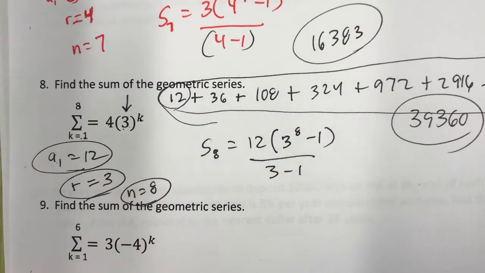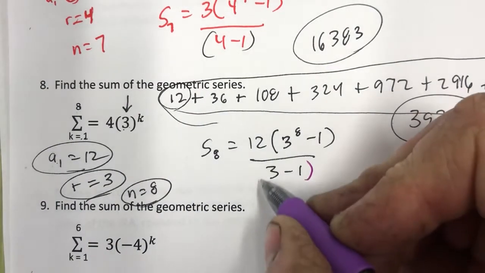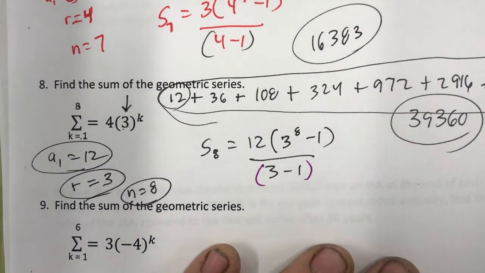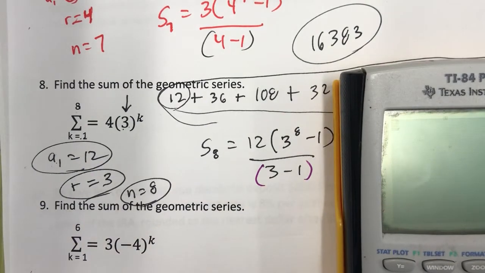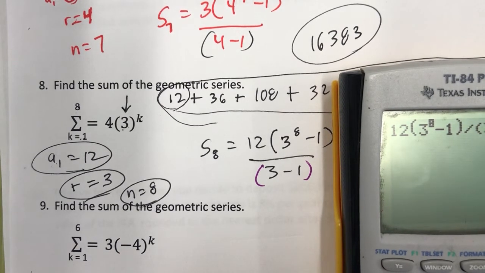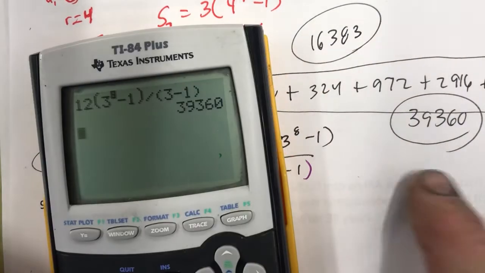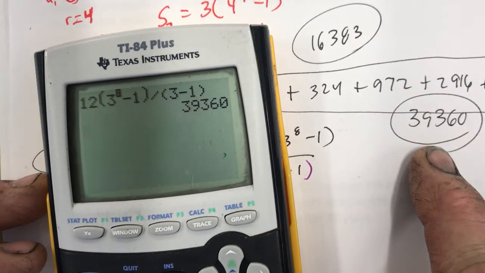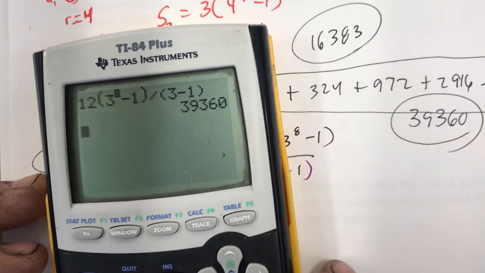So I punch this in. Of course, remember, this has to be in parentheses down here when I punch it in. All right, so let's give it a shot. 12, 3 to the 8th power minus 1 divided by 3 minus 1, and 39,360. Look at that, man, we got it. 39,360.